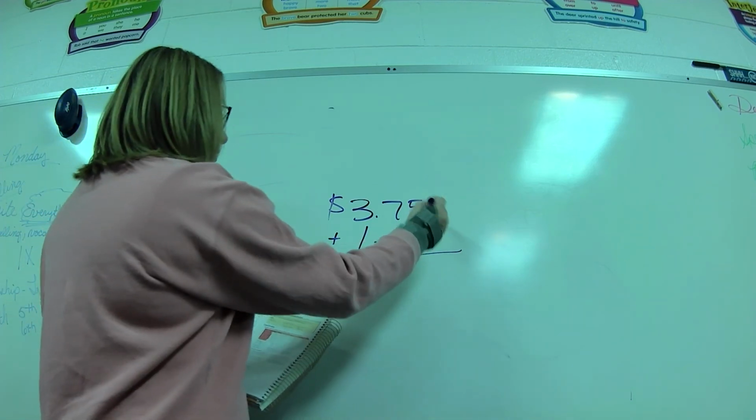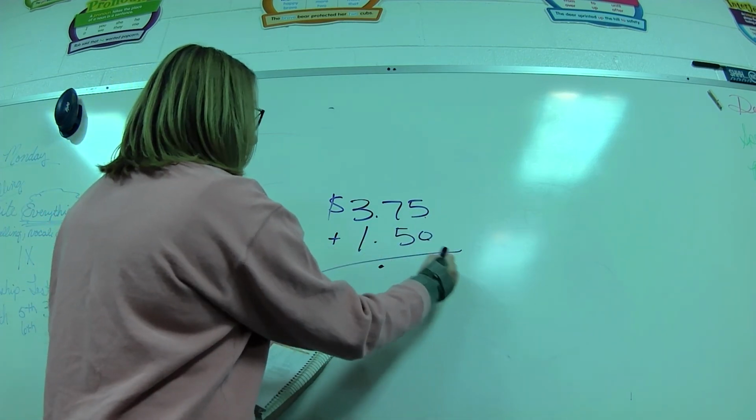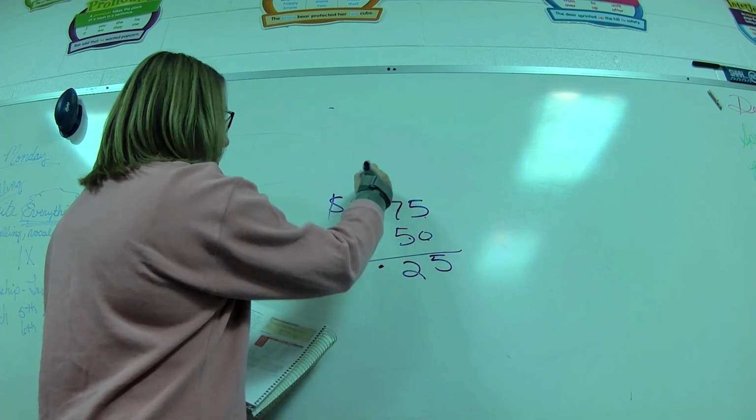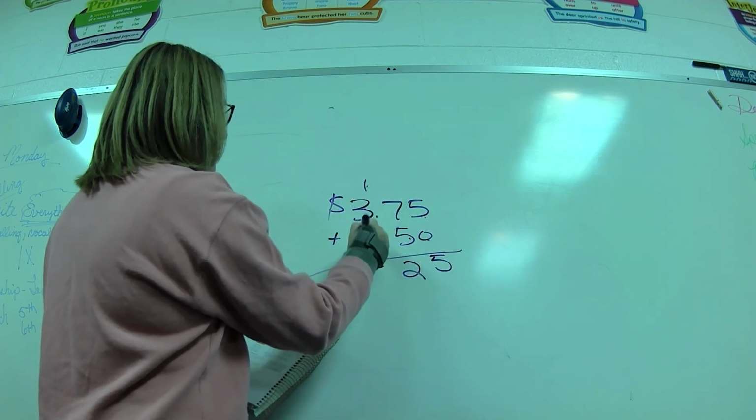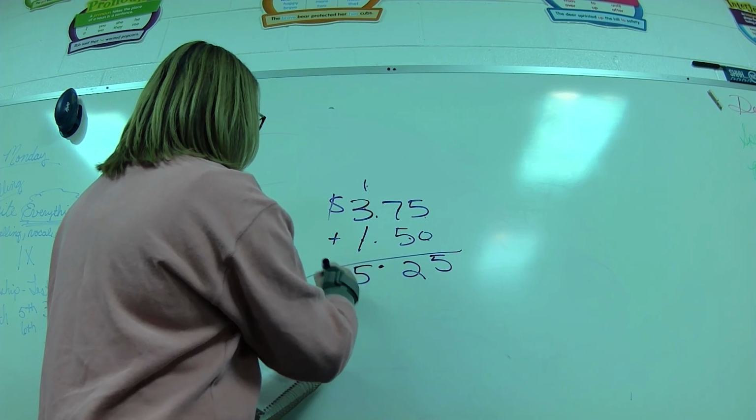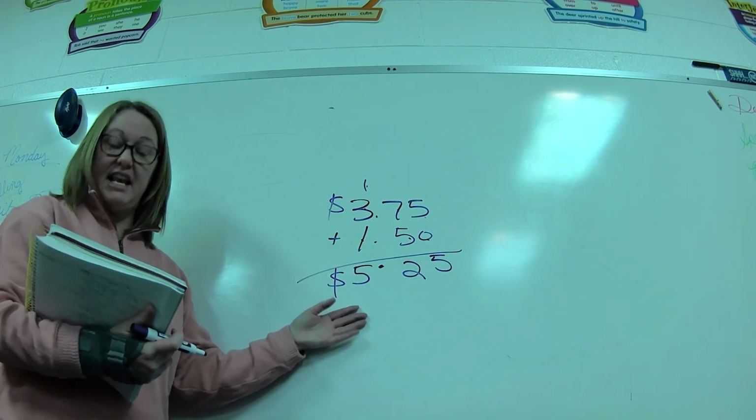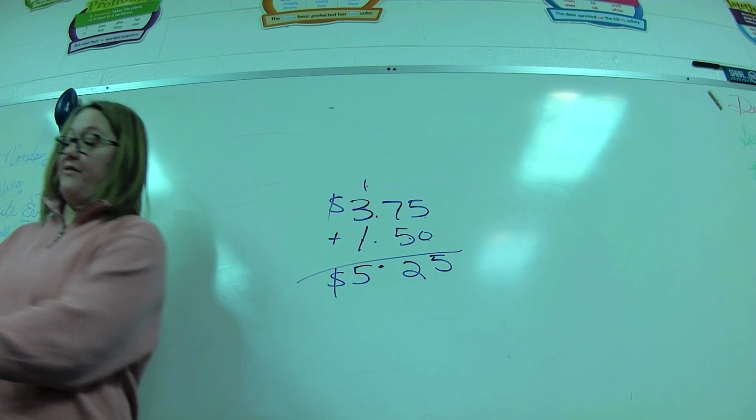So we have 5 plus 0, 7 plus 5, carry the 1, and we have 4, 5. All right, it's going to cost the seller $5.25.